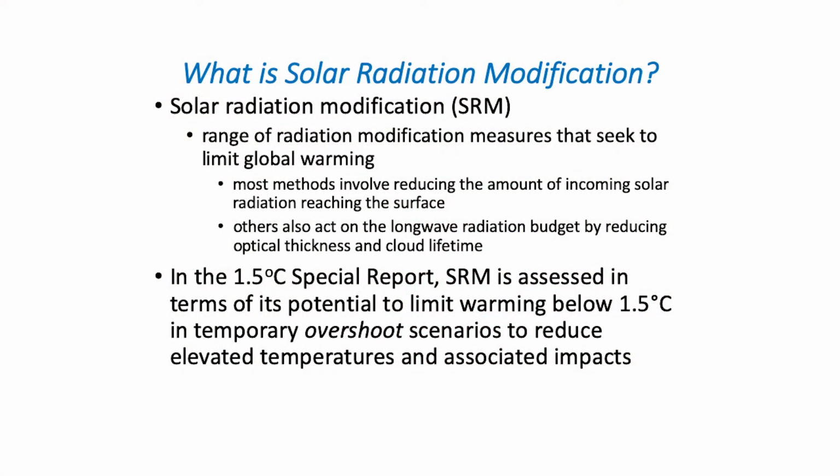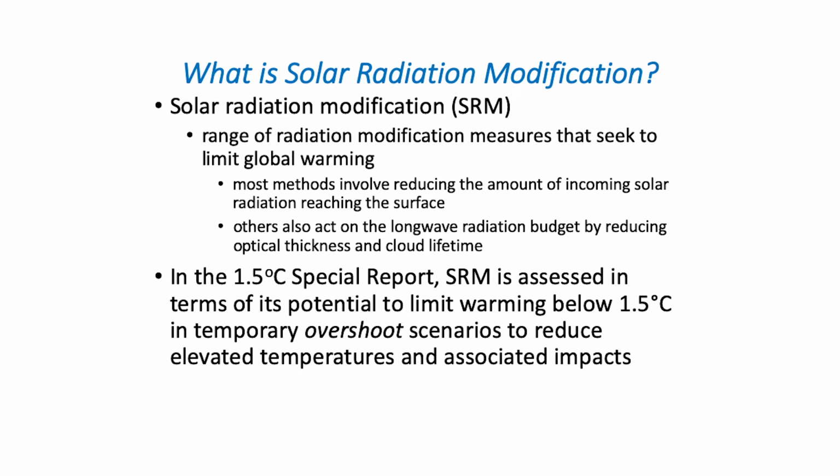Solar radiation modification relates to a range of measures to modify the radiation, seeking to limit global warming. These measures can involve reducing the amount of incoming solar radiation reaching the surface, but can also allow more long-wave radiation to be emitted back by reducing, for instance, the optical thickness of clouds, which also has a blanketing effect similar to that of greenhouse gases.